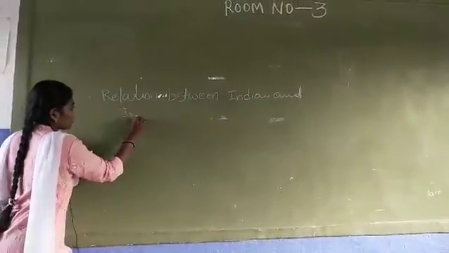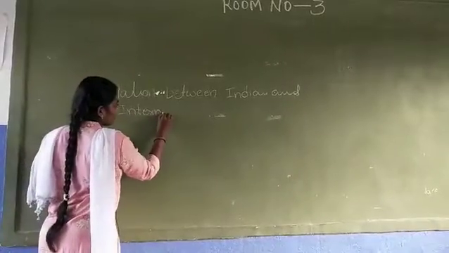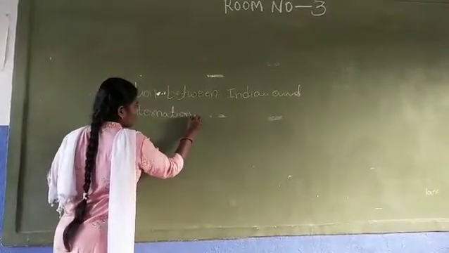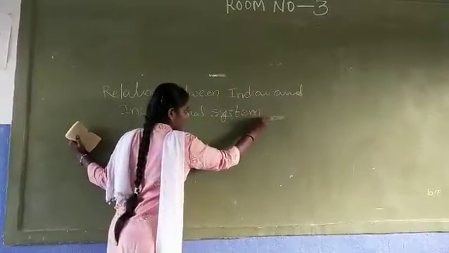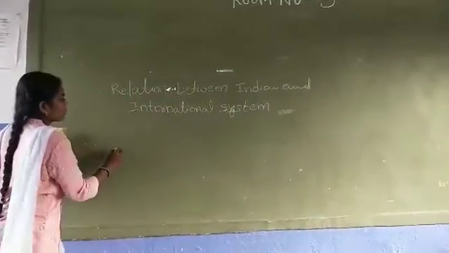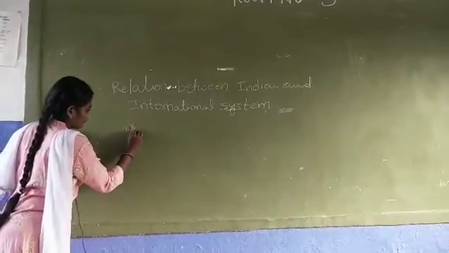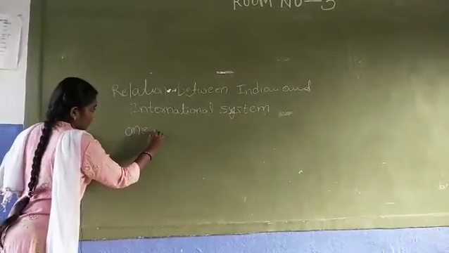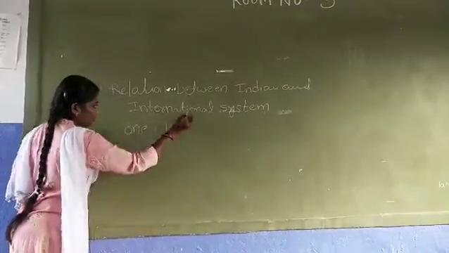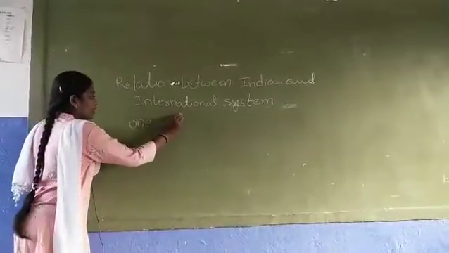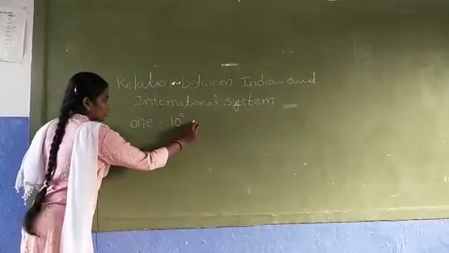Indian and international system. Here, 1 can be written like this also, that is 10 to the power of 0. 10 to the power of 0, the value of this is also 1.